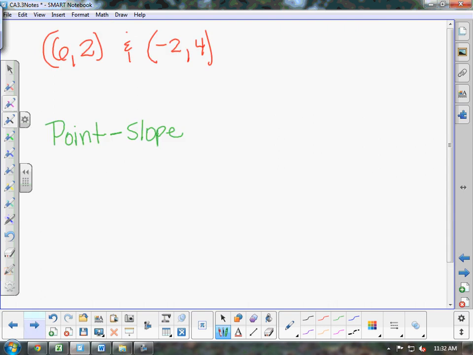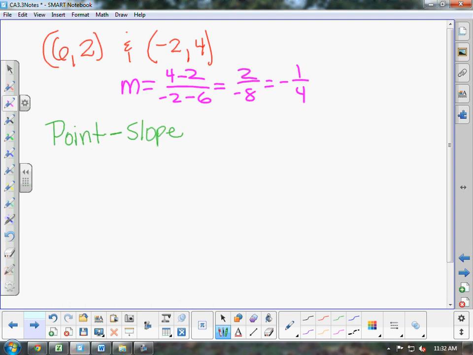Last thing you'd have to do is maybe find the slope between 2 points. So the slope would be change in y, 4 minus 2, over the change in x, negative 2 minus 6, which would be 2 over negative 8, which is negative 1/4. Now again, it doesn't matter if you subtract the other way. If you had taken 2 minus 4, and then 6 minus negative 2, you would still get negative 2 over 8, which is still negative 1/4.